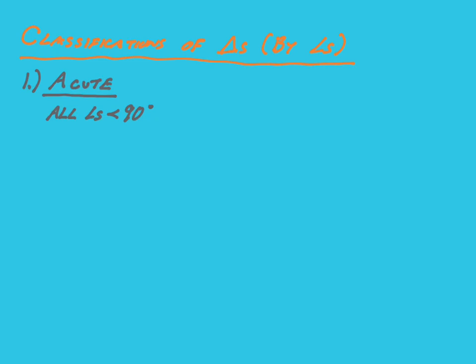We could draw one, and it might look something like that. Second, we have what's known as a right triangle. This is where one angle equals 90 degrees. And we show that using a box right here.